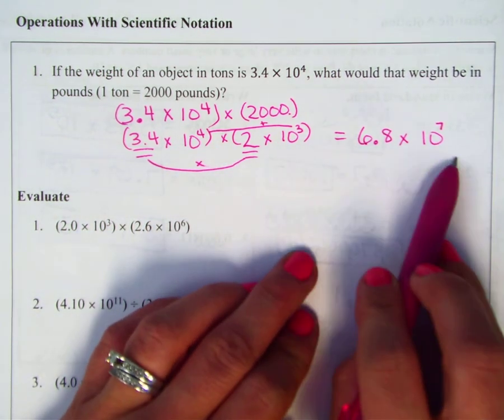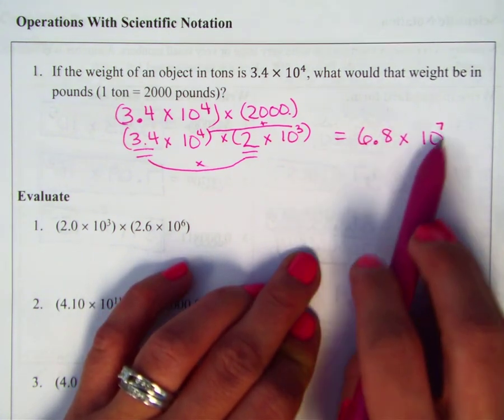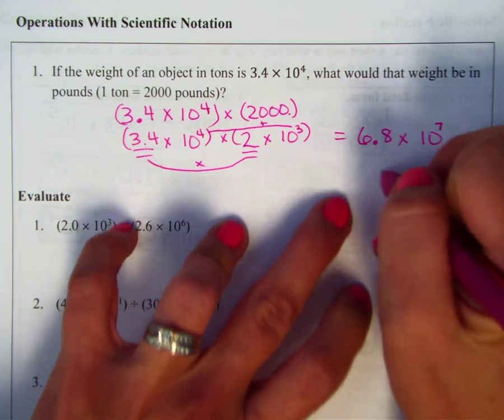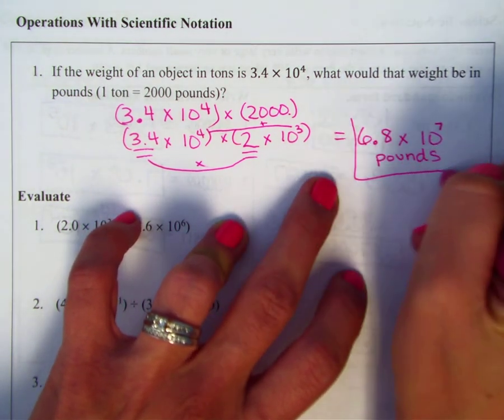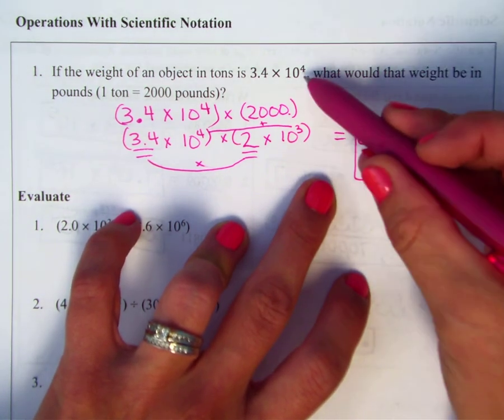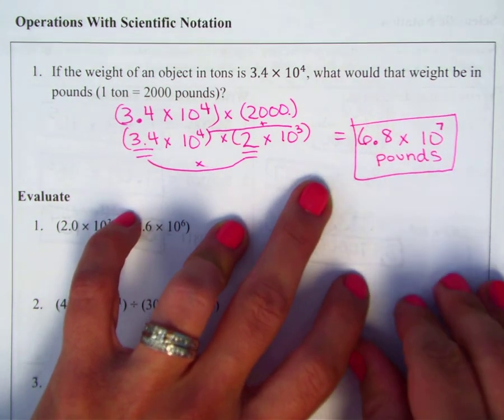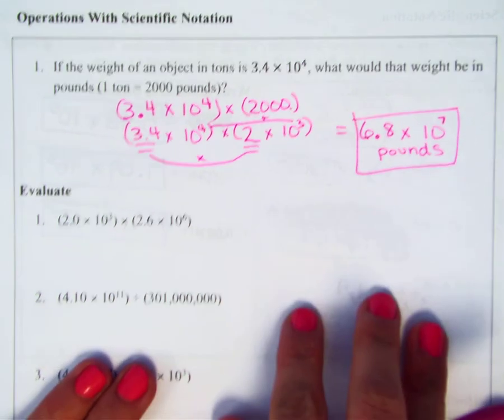All right, and then we look at our answer and we notice that, yep, that's scientific notation. This is between 1 and 10 times 10 to a power. So that is how many pounds this object would be. It should be a bigger number because there's more pounds in every ton. This one was 10 to the 4th, so 10 to the 7th would definitely be bigger. Now we're just going to practice more of these kinds of operations.